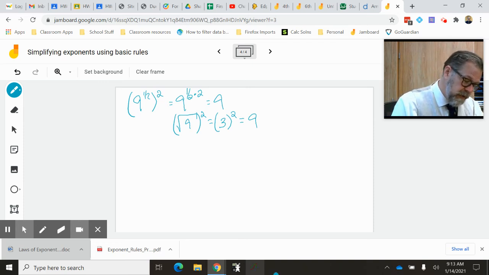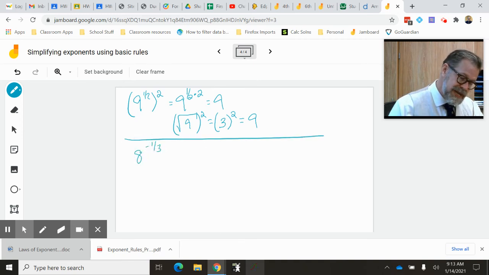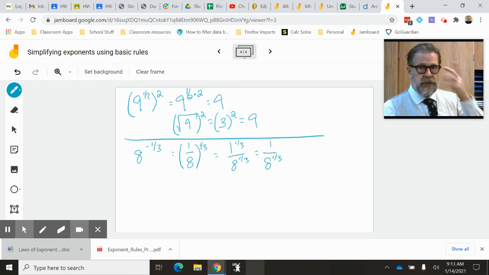So now let's talk very quickly about simplifying 8 to the negative 1/3. Well, the negative makes it the reciprocal. So this is 1 over 8 to the 1/3. Yeah, you could say it's 1/8 to the 1/3. But of course, that's 1 to the 1/3 over 8 to the 1/3, and 1 to any power is just 1. So I'm back to that 8 to the 1/3. Now, what do I do with this? Do I just stop here?